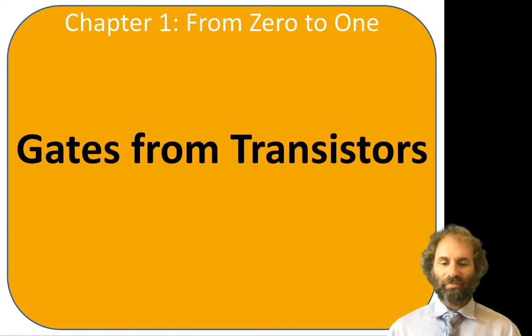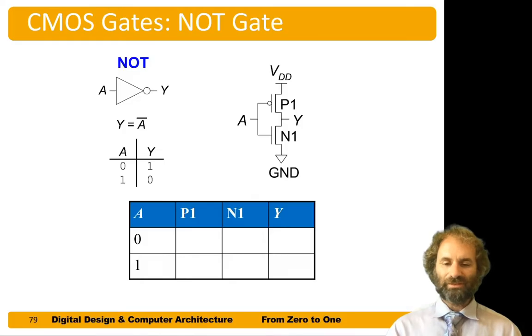Now we're going to do something kind of magical. How can we build logic gates from these transistors? So let's start out with a NOT gate. Remember, when A is 0, the output should be 1. When the input is 1, the output should be 0.